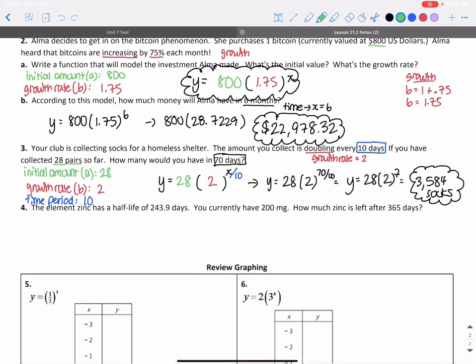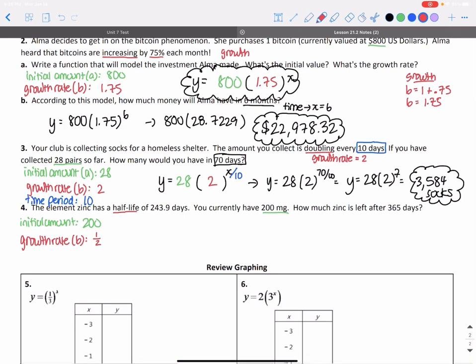So for exponential functions, we need the initial amount and the growth rate. The initial amount in this case is, I'm starting with 200 milligrams, so it's 200. And I know the growth rate, or B, is 1/2 because I see the word half-life. If I see the word half-life, that means it's cutting in half every however many days. So in this case, it's every 243.9 days. It's cutting in half, so I'm multiplying by 1/2.